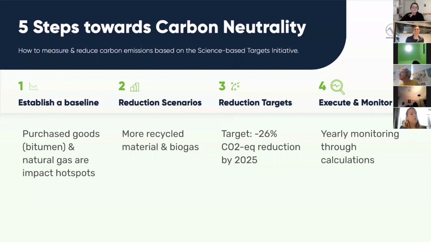So to summarize again, the steps. First we established the baseline, and then we saw that the purchased goods, the bitumen and the natural gas, are the most important hotspots. And then we saw that we could reduce the impact by using more recycled material and by using biogas. Those were the reduction scenarios identified. And then we identified that by that you could go for a 26% reduction.